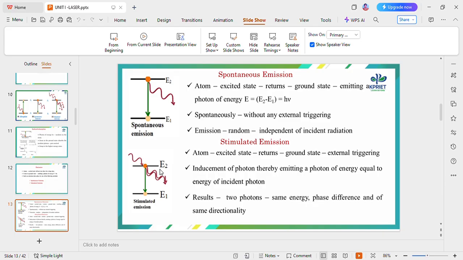So this emission process is called a spontaneous emission process. During the spontaneous emission process, only one photon is emitted in a random direction, independent of the incident radiation. Whereas in the stimulated emission process, the atom in the excited state returns to the ground state by external triggering. So there is an inducement of a photon, thereby emitting a photon of energy equal to the energy of the incident photon. During this process, we have two photons, which have the same energy, phase difference and the same directionality.